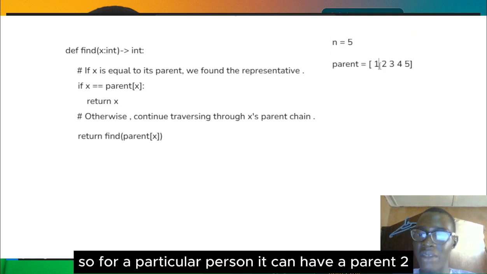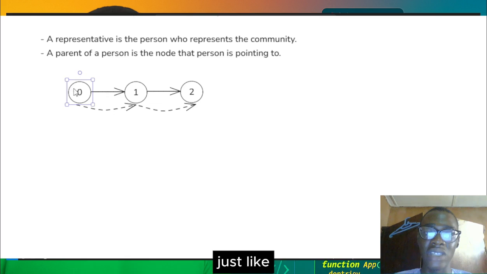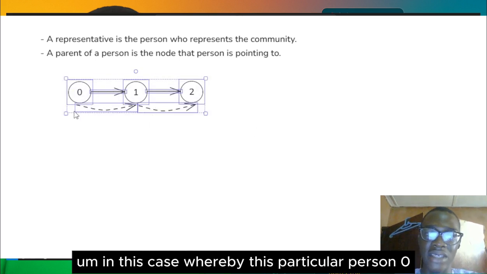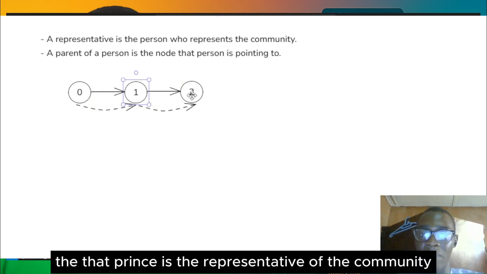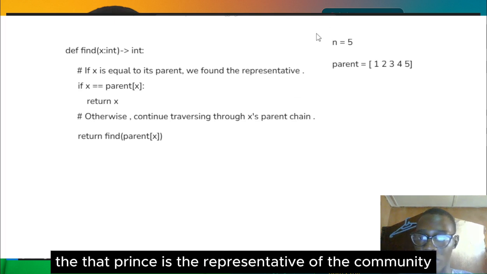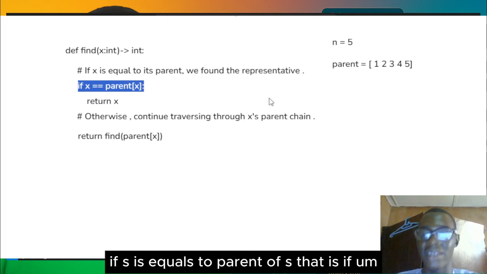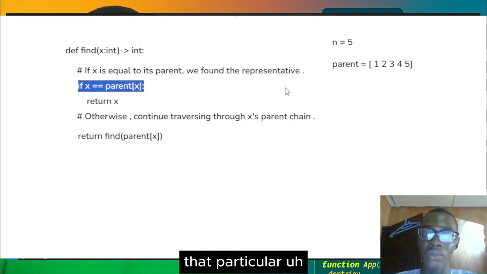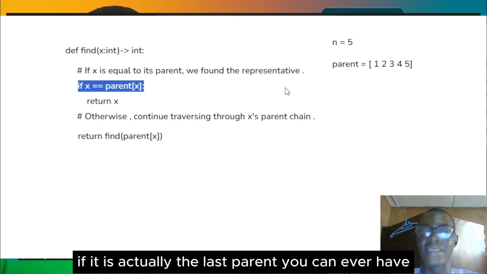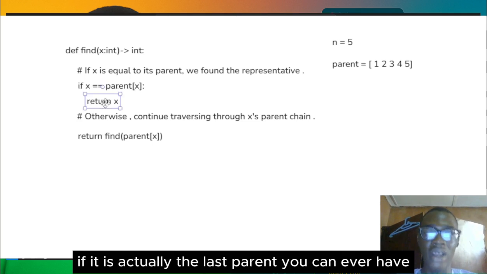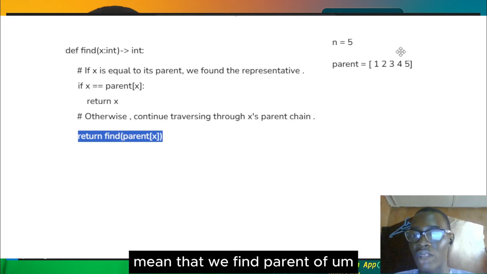So for a particular person, it can have a parent 2, but that doesn't mean that is the representative. Just like in this case whereby this particular person 0, we have a parent 1, but that doesn't mean that parent is the representative of the community. So this is how the code goes. If s is equal to parent of s, that is, if that particular person is the parent of itself, if it is actually the last parent you can ever have, then we want to return s.